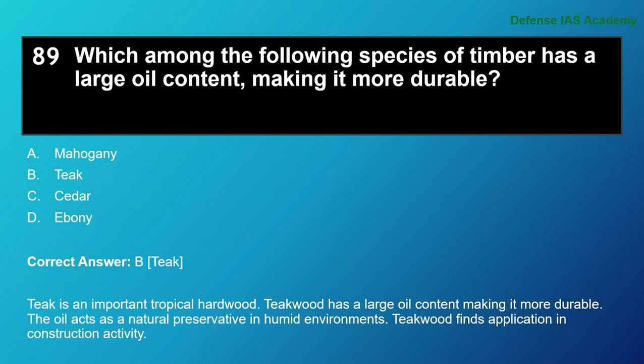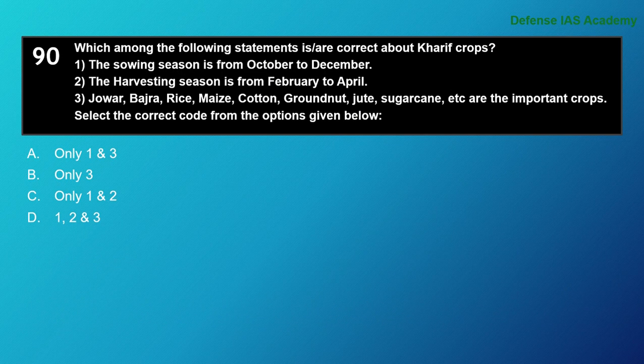Next question, which among the following species of timber has a large oil content making it more durable? The answer is option B, teak. Teak is the important tropical hardwood. Teak wood has a large oil content making it more durable. The oil acts as a natural preservative in humid environments. Teak wood finds application in the construction activity.